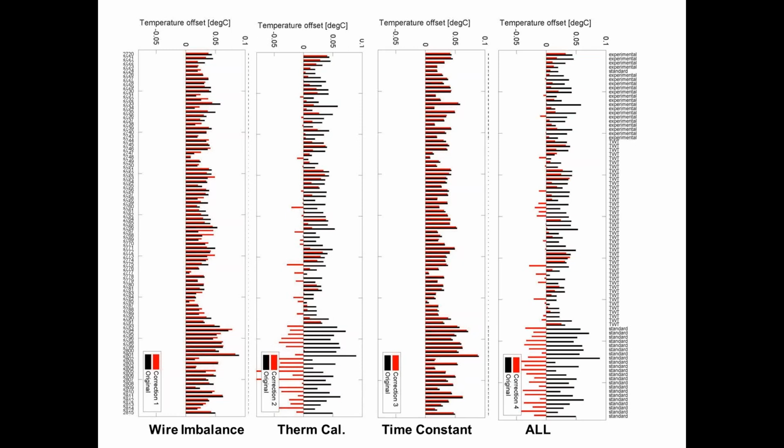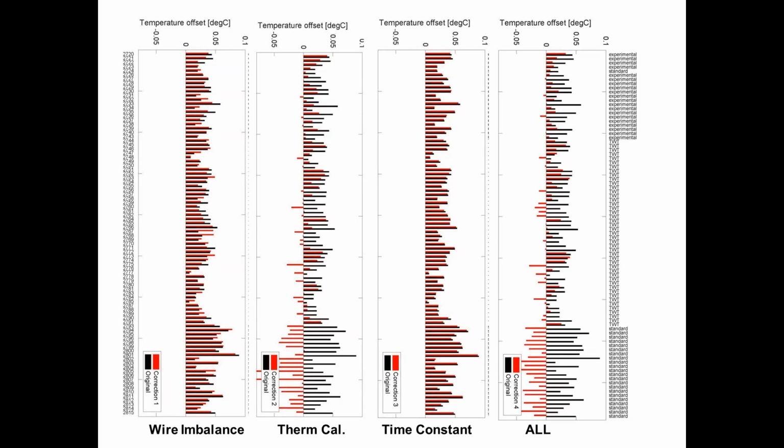When we look at the different probes, we see that, for example, the standard probes have a higher offset than the two other probes, and generally above 0.05 Celsius. And when you apply the wire imbalance, there's almost no change comparing the red with the black. So if we add that information about the wire resistance, it almost doesn't do anything.